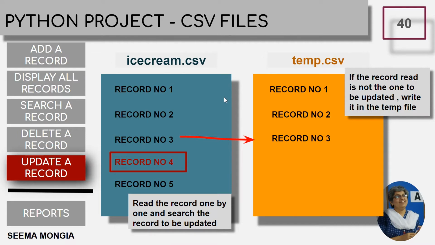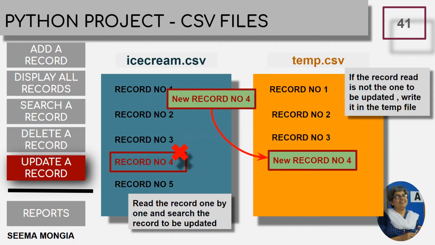Now, record number 4 is a particular record which has to be updated. I have read this record and I found that this record has to be updated. Now, instead of writing this record, I will add a new record which I have accepted from the user with the new values for record number 4. So, I will write down the new record number 4 and I will ignore the record which I have read from icecream.csv.